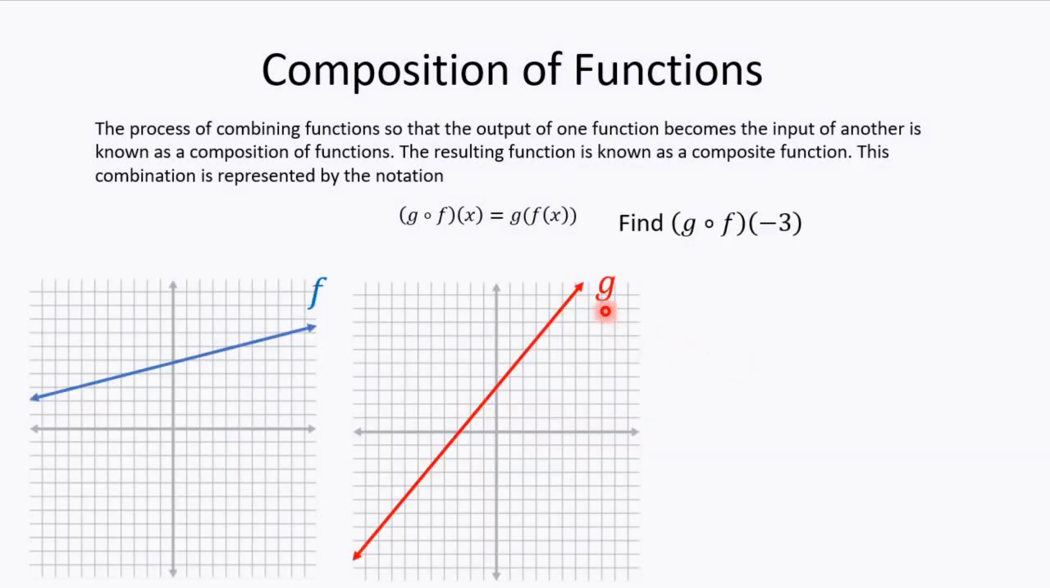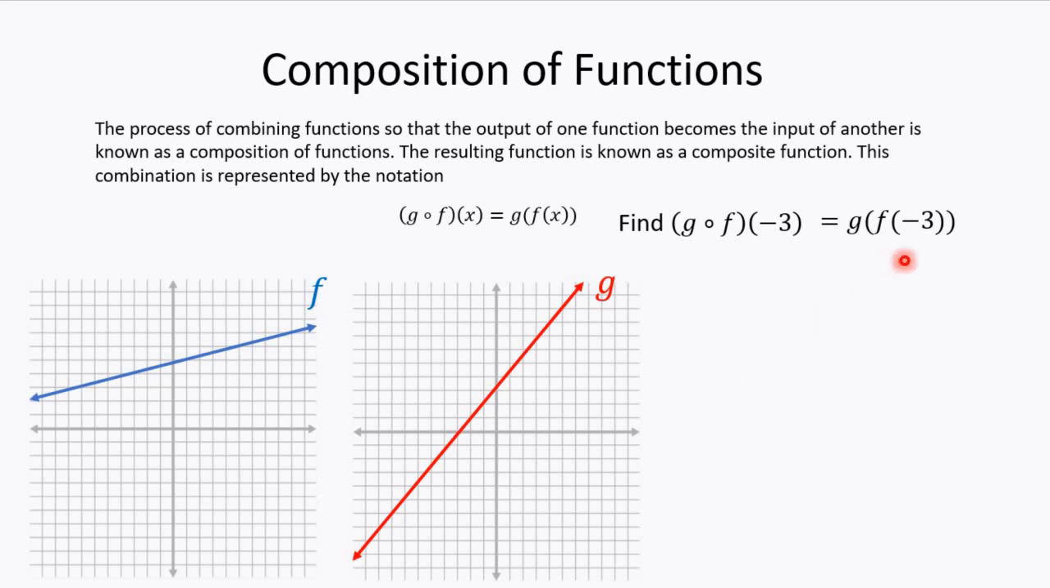With graphs, it's pretty much the same thing. If you're looking for g of f of -3, first you're going to go to the function called f, the inner function, and you're going to find f of -3. Then you're going to take the answer from that and plug it into the function g, basically go to the domain of g, and find out what g maps that number to.